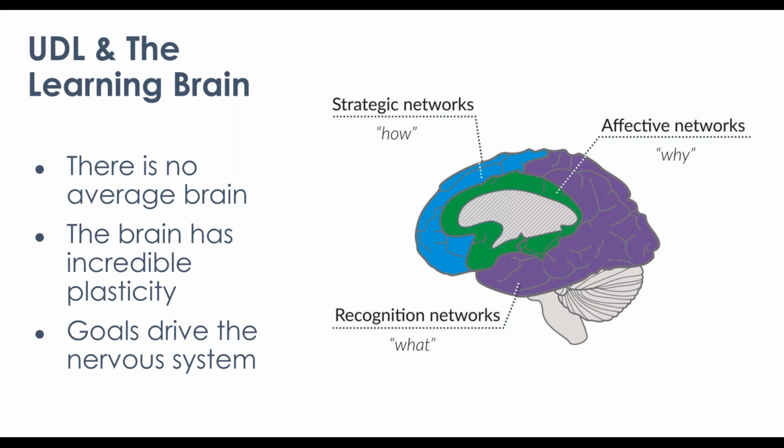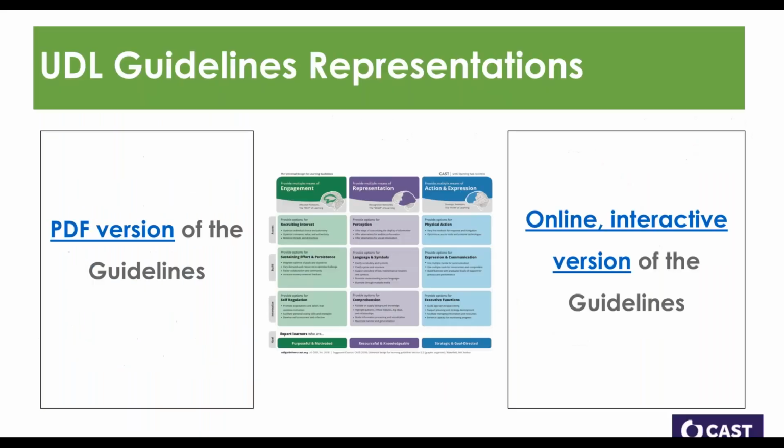The goal is to drive the nervous system. So we have the how, we have the why, and we have the what. The strategic network, the affective network, and the recognition network. So these are the three networks of the brain. These are the three components of the brain, and these are the three different ways in which we apply and look at concepts for universal design.